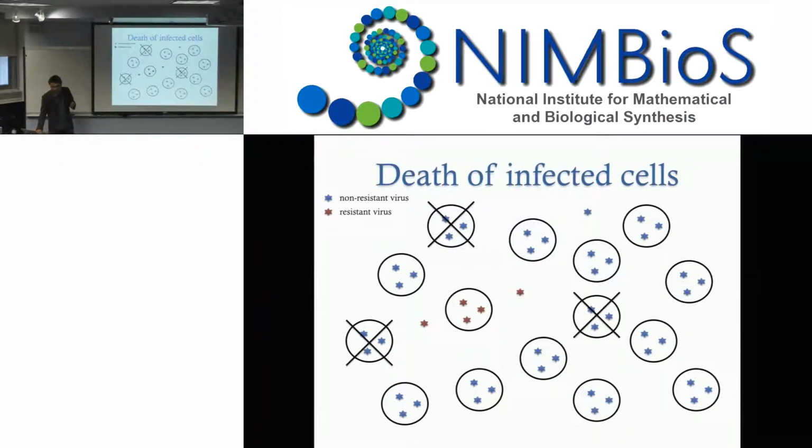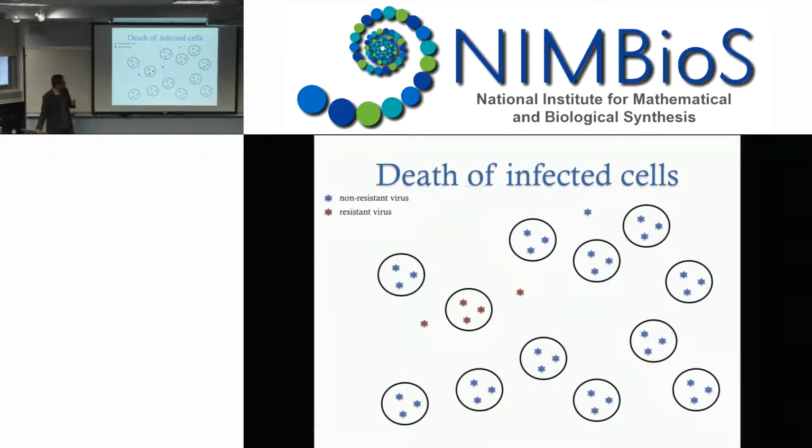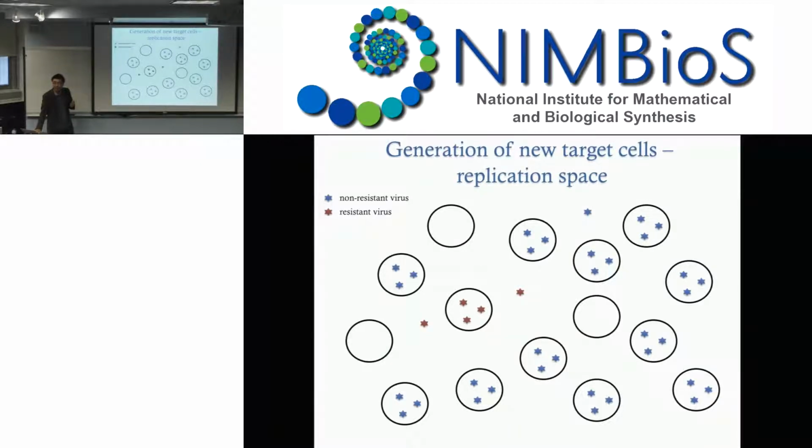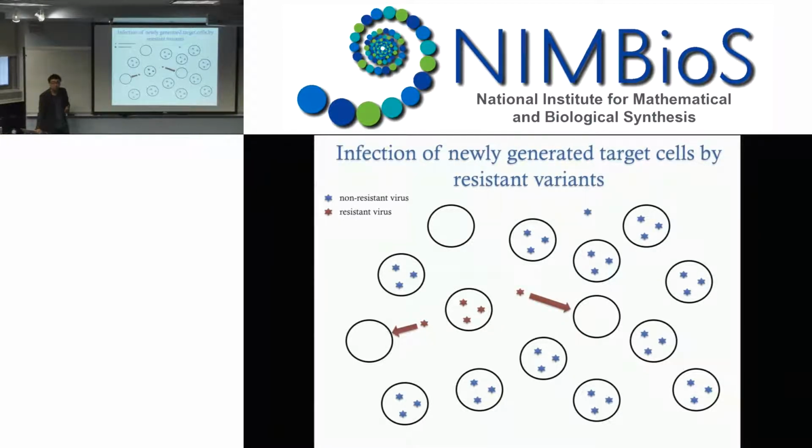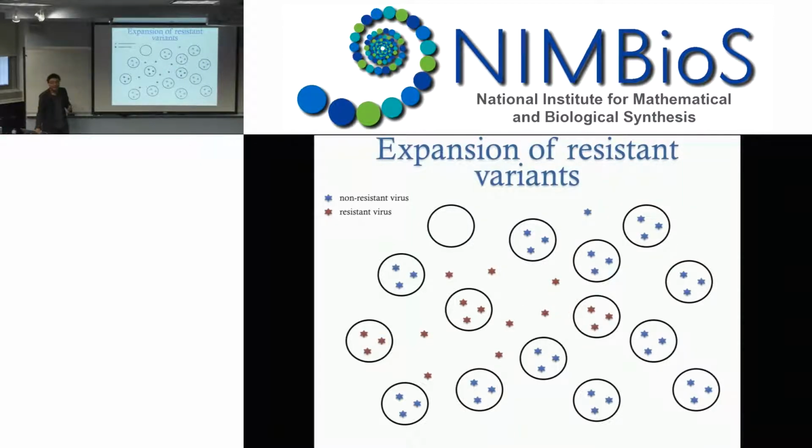So what happens under the assumption of this model is that you have to wait for the death of infected cells, and those infected cells are replaced by newly generated target cells. Once all these target cells are generated, it opens up space such that the resistant mutant can get into the cell, replicate itself, and rise to high frequency. So that's the underlying idea behind the model framework I just wrote down.